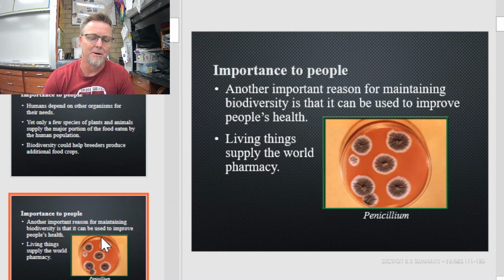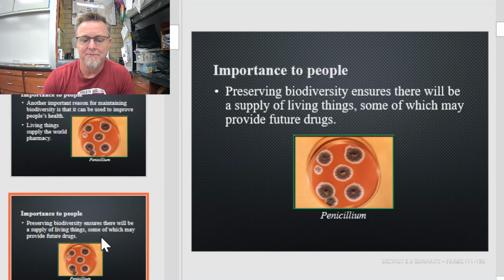Here's the medicine part. Another important reason for maintaining biodiversity is it can improve people's health by giving us the potential to discover new medicines through the chemistry of living things. Preserving biodiversity ensures there will be a supply of living things, some of which might produce future drugs for, maybe, curing cancer. This is an example of penicillin, which was discovered almost by accident in a man's lab after he didn't clean up well before going home for the weekend.